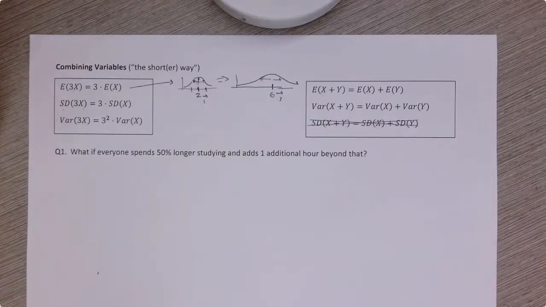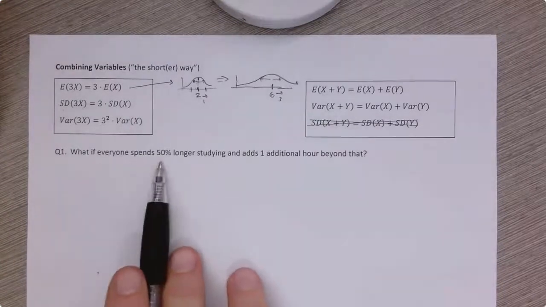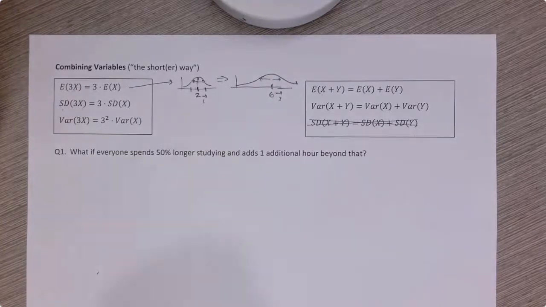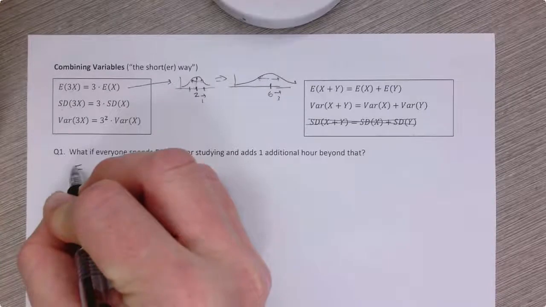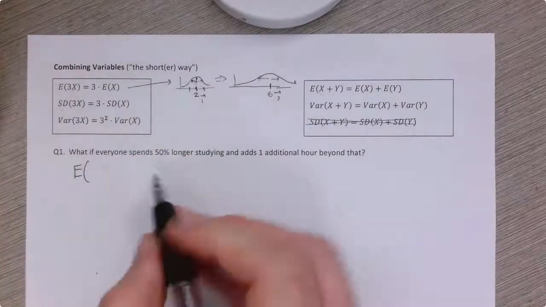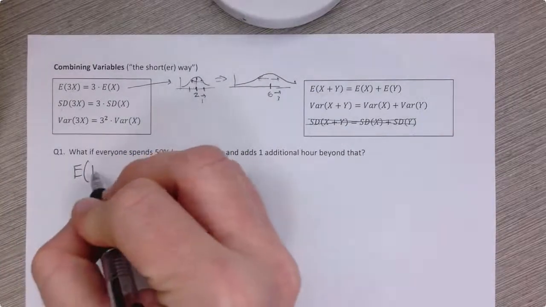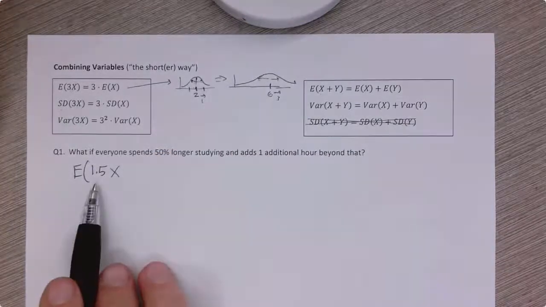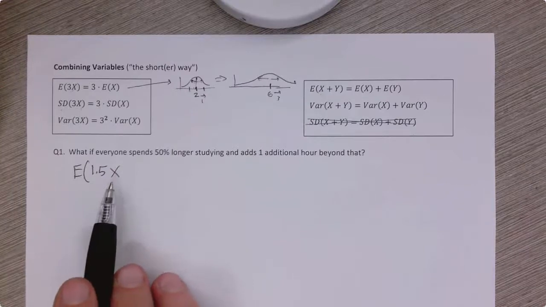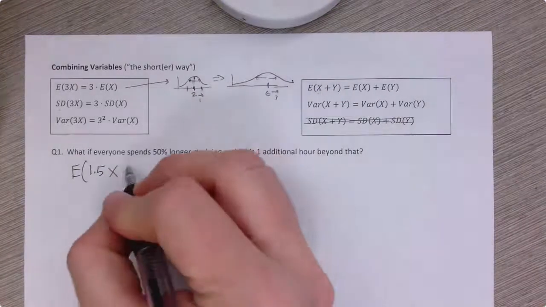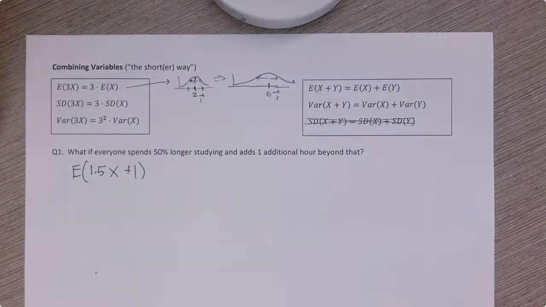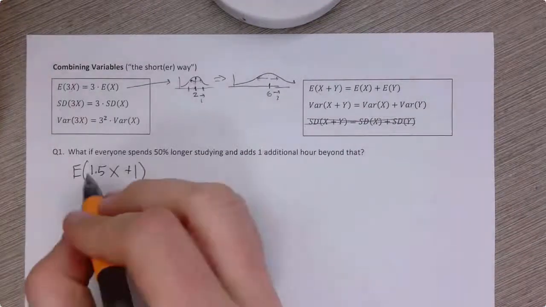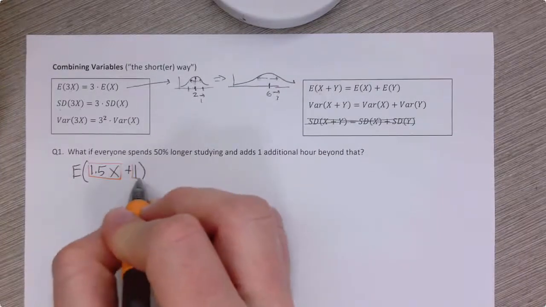All right, so let's use this for some problems. What if everyone spends 50% longer studying and also adds 1 additional hour to their study time? So how would we write that down in terms of expected value? 50% longer study time means they're studying 1.5 times as long. So I'm finding the expected value of 1.5x, where x was my original random variable, and we're adding an additional 1 hour beyond that. Okay, so here I see expected value of two things, expected value of this thing and this thing.